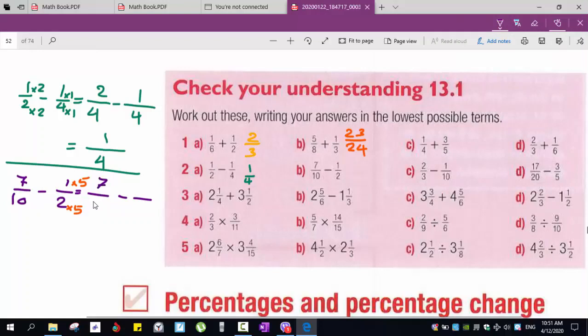7 over 10 minus 5 times 1, which is equal to 5. 5 times 2 is equal to 10. Same denominator, just simply subtract the numerators. 7 minus 5 is 2 over 10. 2 and 10 are both divisible by 2, so the lowest term will be 1 over 5, after we divide 2 and 10 by 2. 2 divided by 2 is 1. 10 divided by 2 is 5. Done. So question 2b is 1 over 5, the final result.